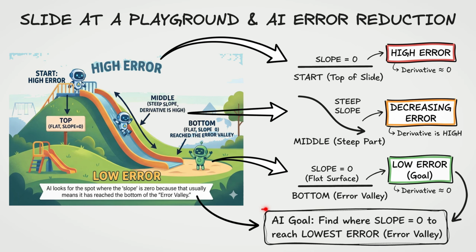The ultimate goal of an AI training process is to use the derivative to follow the steepest slopes downward, searching for that flat spot where the slope equals zero, because reaching that bottom valley means it has achieved the lowest possible error. Understanding how fast things are changing isn't just for AI finding the bottom of a curve. Engineers use these exact same principles to monitor dangerous pressure spikes in industrial facilities.